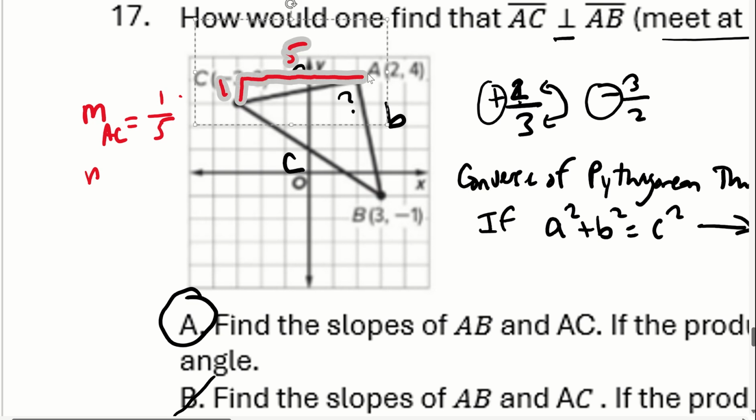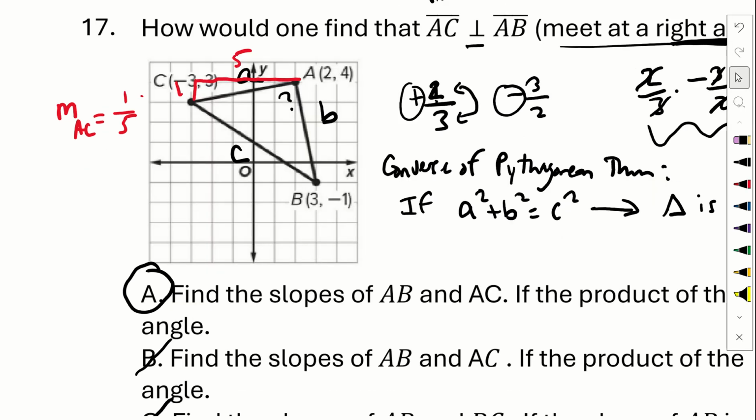Hold on. For some reason, it's not letting me write on here. It's letting me do this, but it's not letting me write. So I'm going to double check this. Okay, there you go. Now it's letting me write. For some reason, it wasn't letting me write.